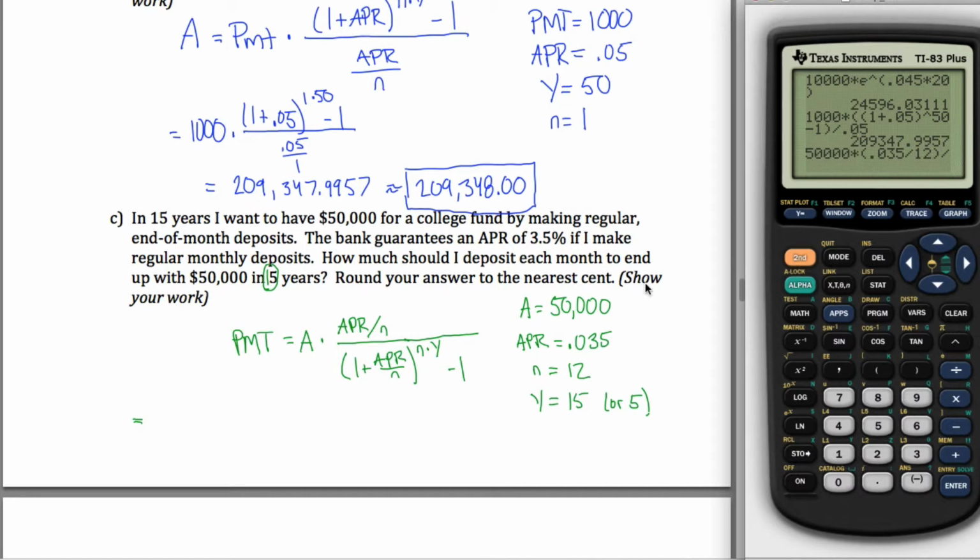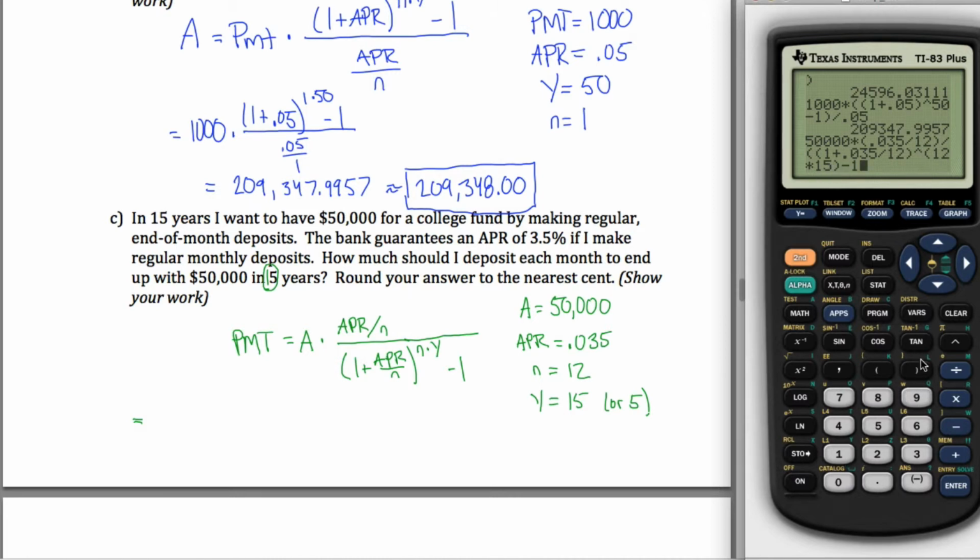So 50,000 times something. What do you want to multiply it by? Well, something divided by something. The top something is this. The bottom something is 1 plus my APR 0.035 divided by N, which is 12. Note that I started 2 parentheses here because I want 1 so I can raise this entire thing up to the N times Y power. N is 12, Y is either 15 or 5. So I want to raise it up to this power.